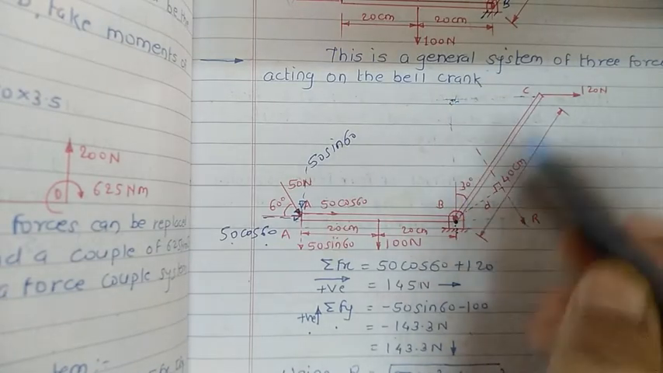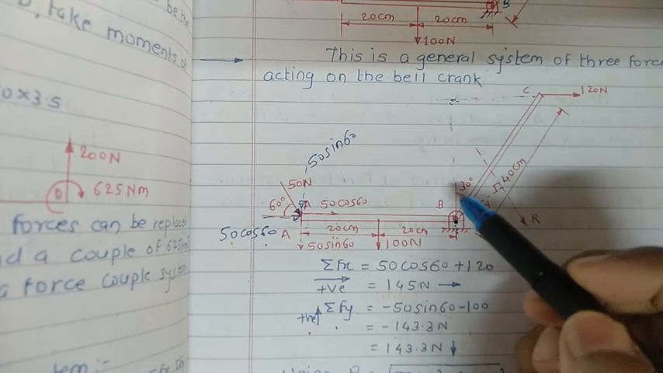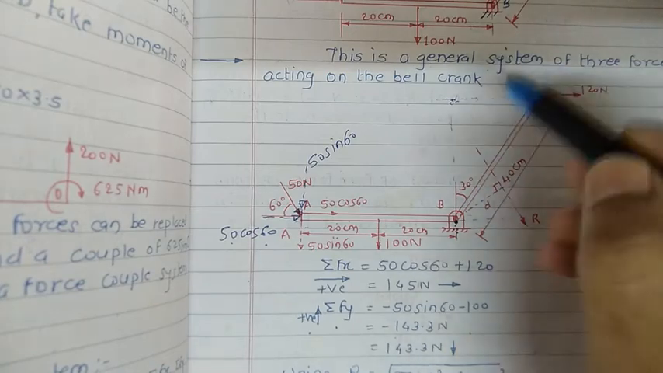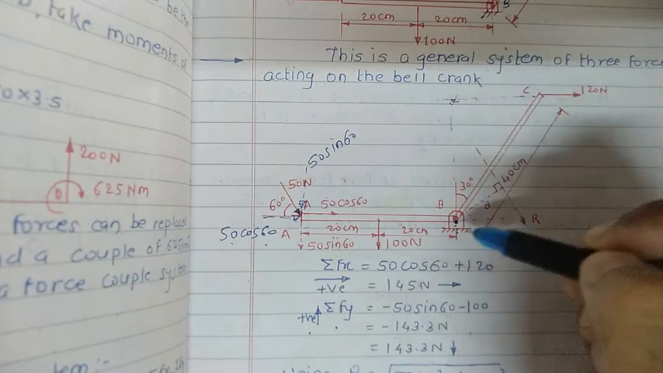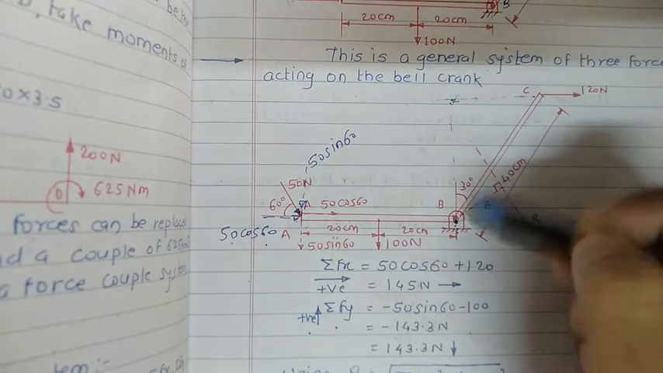So what about this perpendicular distance? For that you need to concentrate on this right angle triangle. So the right angle triangle is here. Okay, so what about the vertical distance? This is the vertical distance. So what about this distance?